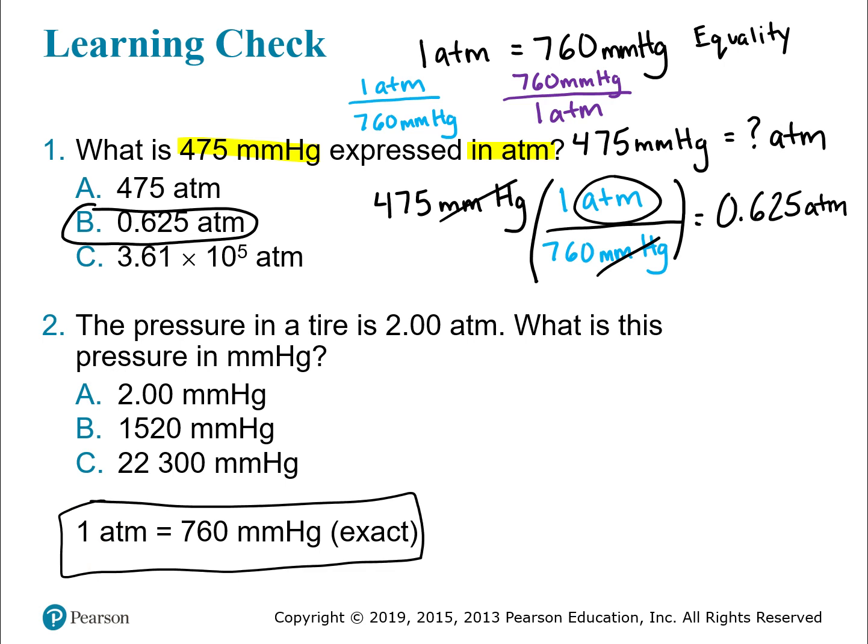475 millimeters of mercury. They're not equivalent, so it's not going to be 475 atmospheres. It's not that easy. It's not 1 to 1. Then you have 3.61 times 10 to the 5th atmospheres. Again, as long as you know 1 atmosphere is equal to 760 millimeters of mercury, that number doesn't even make sense. 475 is less than 760 millimeters of mercury, which means it's going to be less than 1 atmosphere. So the only reasonable answer is B.